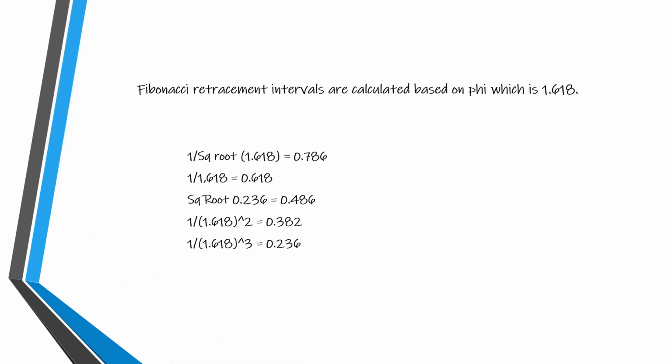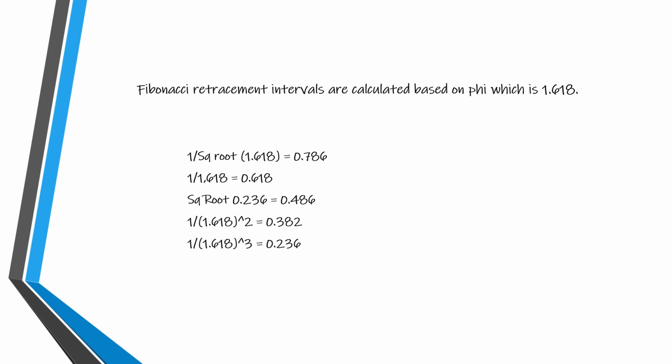In this video, I want to take a look at Fibonacci retracement intervals, and I'm going to show you some of these in the context of the S&P 500. And before we get too deep into it, just a reminder that Fibonacci retracement intervals are calculated based on a number that the ancient Greeks referred to as phi. And phi is actually 1.618.